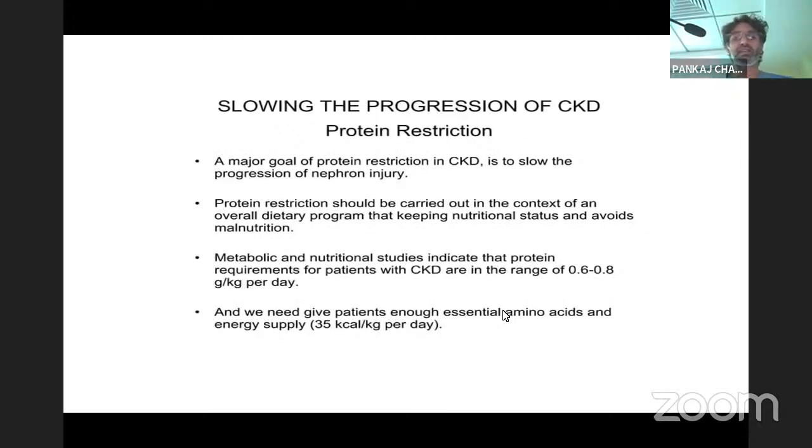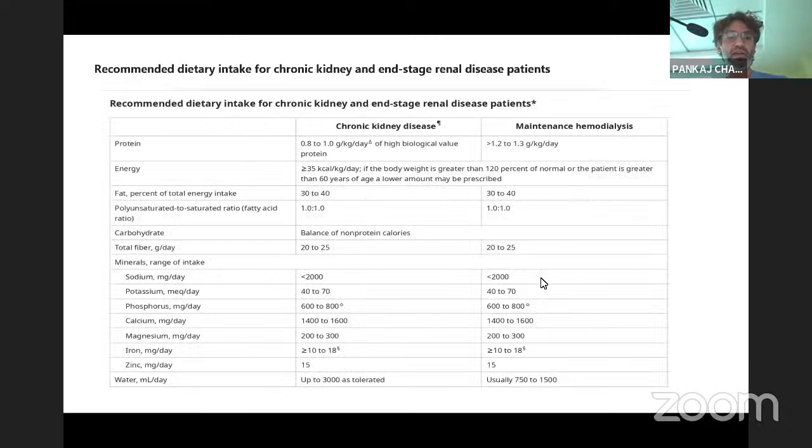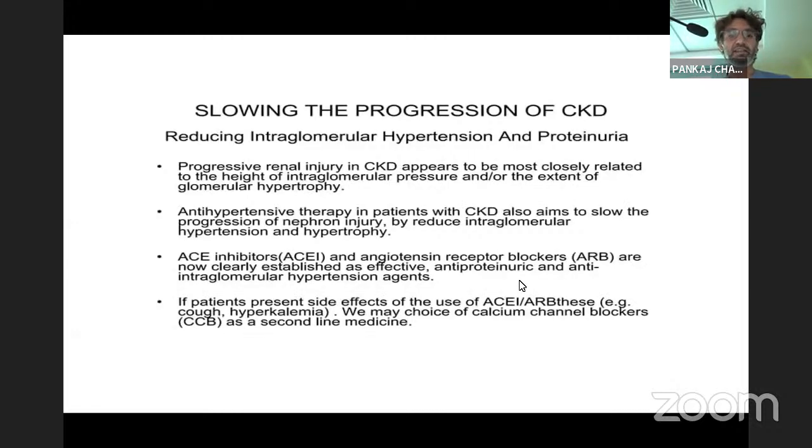For slowing the progression, we need to restrict the proteins. The major goal is to slow down the progression of nephron injury. It should be restricted to 0.6 to 0.8 gram per kg body weight, as I told earlier. And we need to give patients enough essential amino acids and energy supply, in the tune of 35 kilocalories per kg per day. This is the recommended dietary intake for patients of chronic kidney disease. We also need to reduce intraglomerular hypertension and proteinuria, for which we can give ACE inhibitors and calcium channel blockers.